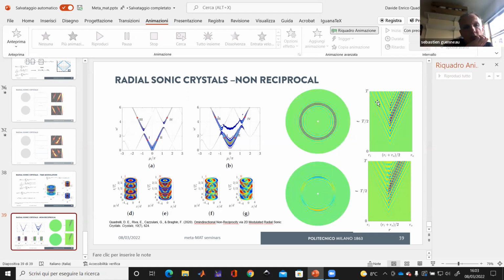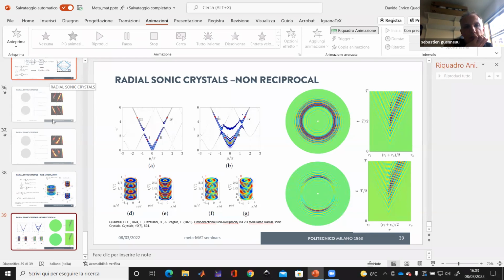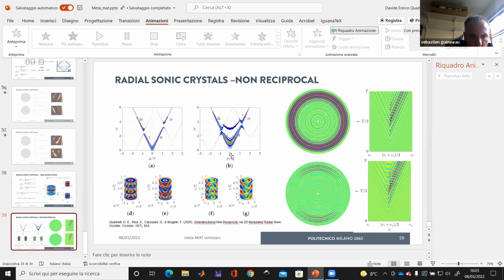I've got a question regarding your band diagram. So okay, we are used to these tilted band diagrams for space-time metamaterials, but here in B, it looks like it doesn't go to the origin.